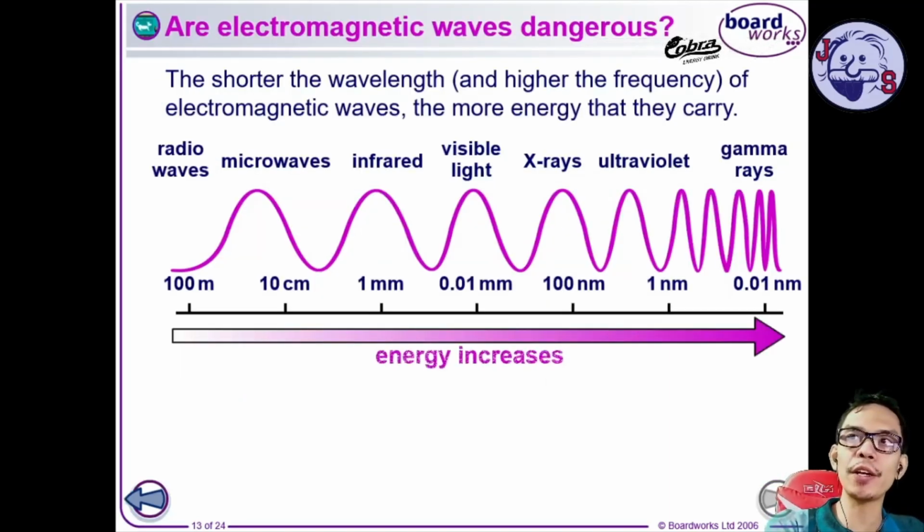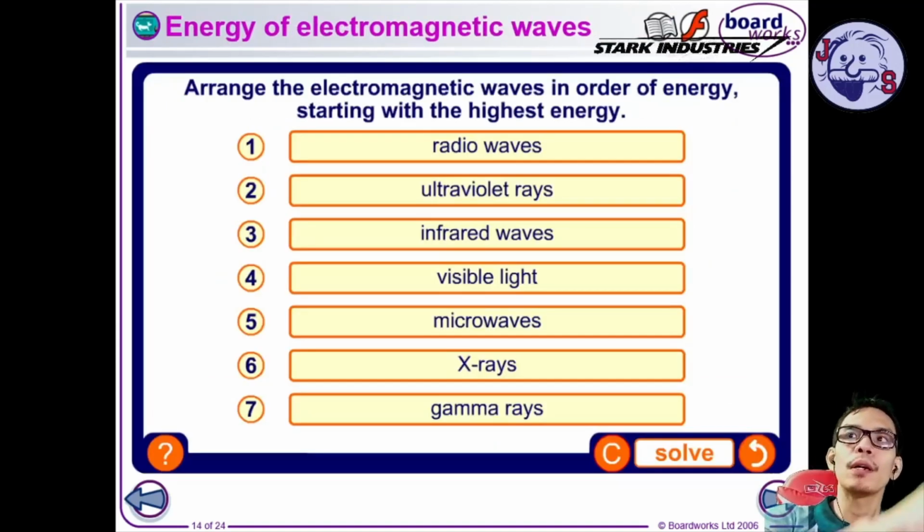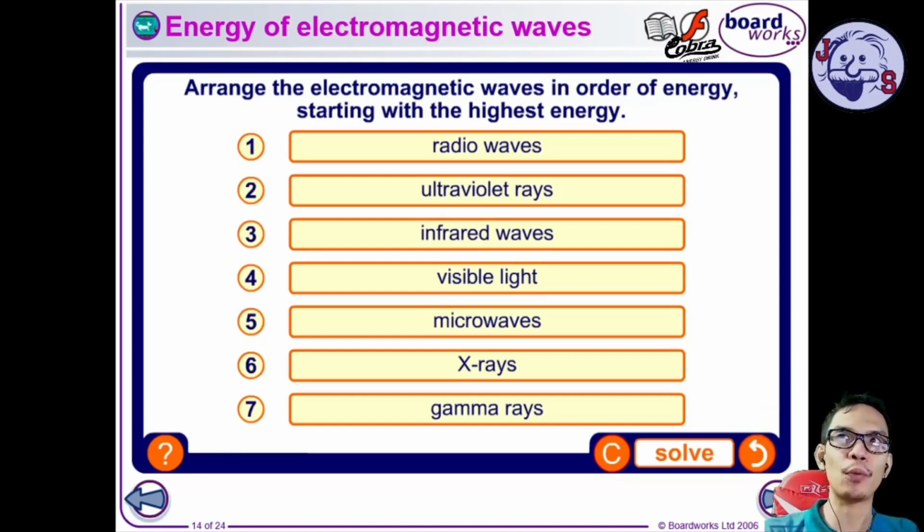So as you can see earlier, as the energy increases, the harmful effects of these electromagnetic waves also increase. So let's have another concept check. If you know that the energy is directly proportional to the frequency of the electromagnetic wave, let's arrange this one. You can pause the video to give you time to arrange these different electromagnetic waves in terms of highest energy.